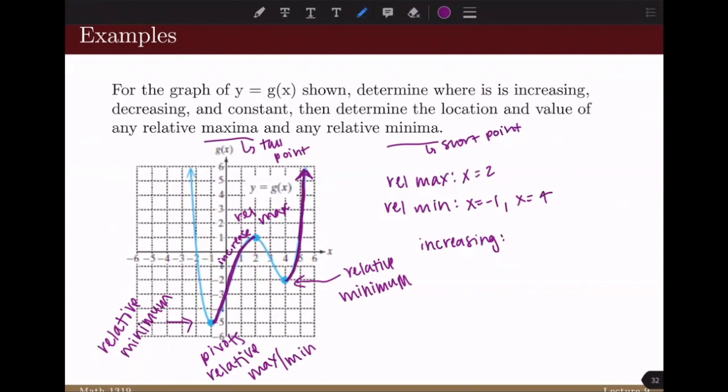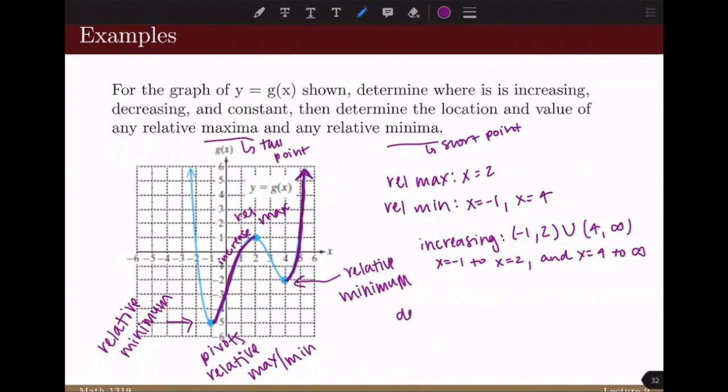So our two bits that we're increasing is going to be from -1 to 2, union 4 to infinity. Now, we always write increasing and decreasing in terms of x. So this is when x is -1 to when x is 2, and when x is 4 to infinity, right?